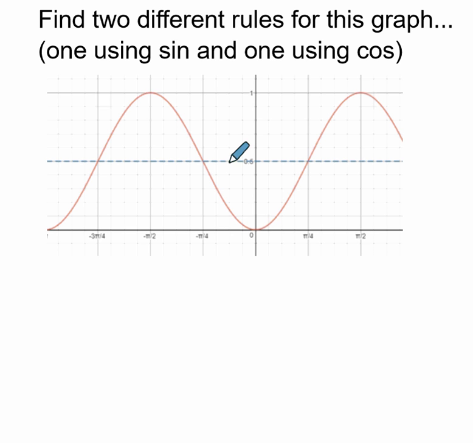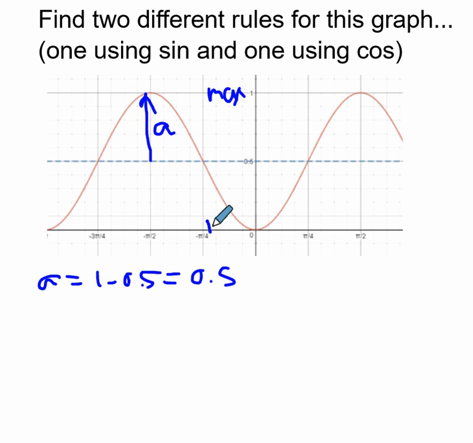So here, to find A, B, H, and K, you will need the amplitude, which is this one here. Amplitude is from 1 to 0.5. So your A is 1 minus 0.5, which is equal to 0.5. You can also use the max. This is the max here, and the min is 0. You can also use max minus min and divide that by 2.